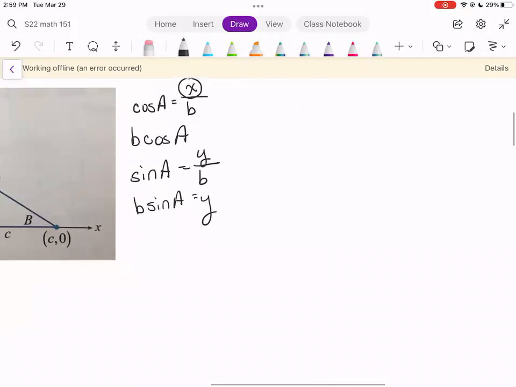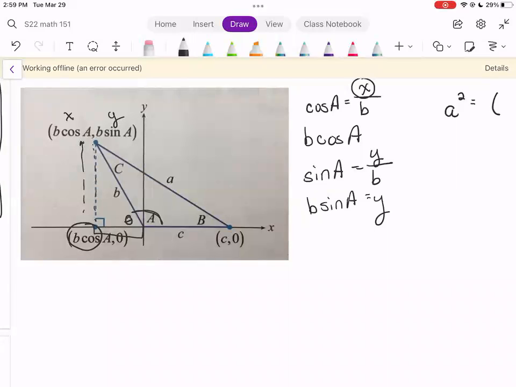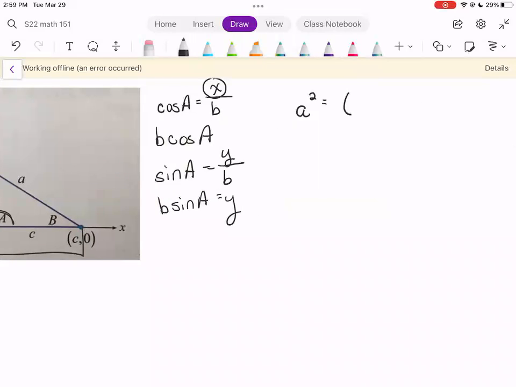From that, we can then use our Pythagorean theorem. We know that a squared is equal to this side right here, which is c, plus this, but notice that's a negative value for x. So that becomes c minus b cosine of A, squared, plus b sine of A, squared, is our y value.